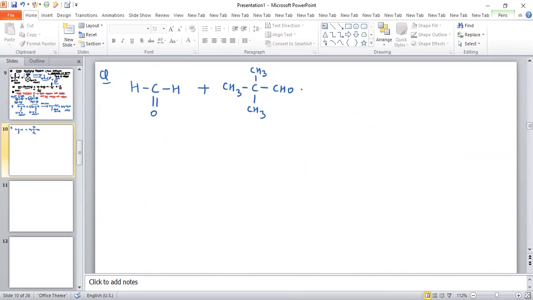The reaction is in presence of 50% NaOH, it means concentrated alkali. In the first compound, alpha hydrogen is absent. Also in this compound, this is the alpha carbon, and there is no hydrogen on the alpha carbon. So alpha hydrogen is absent there also. So the reaction is basically Cannizzaro reaction, and it is a cross Cannizzaro reaction.